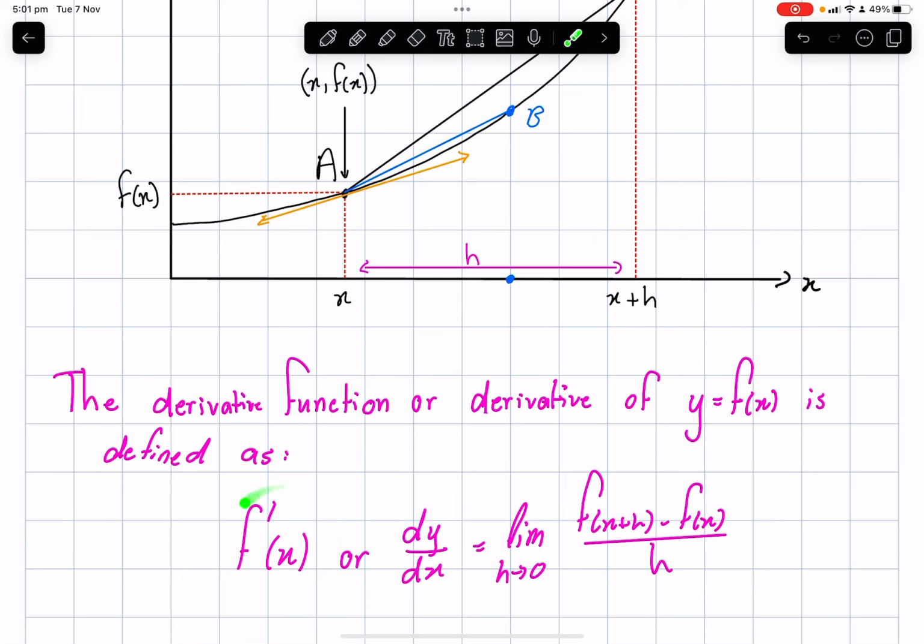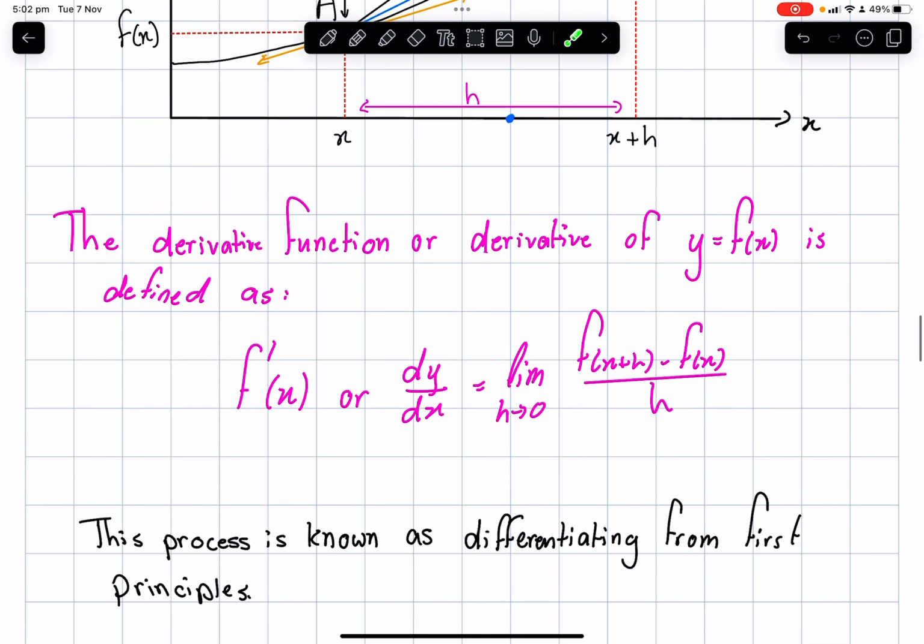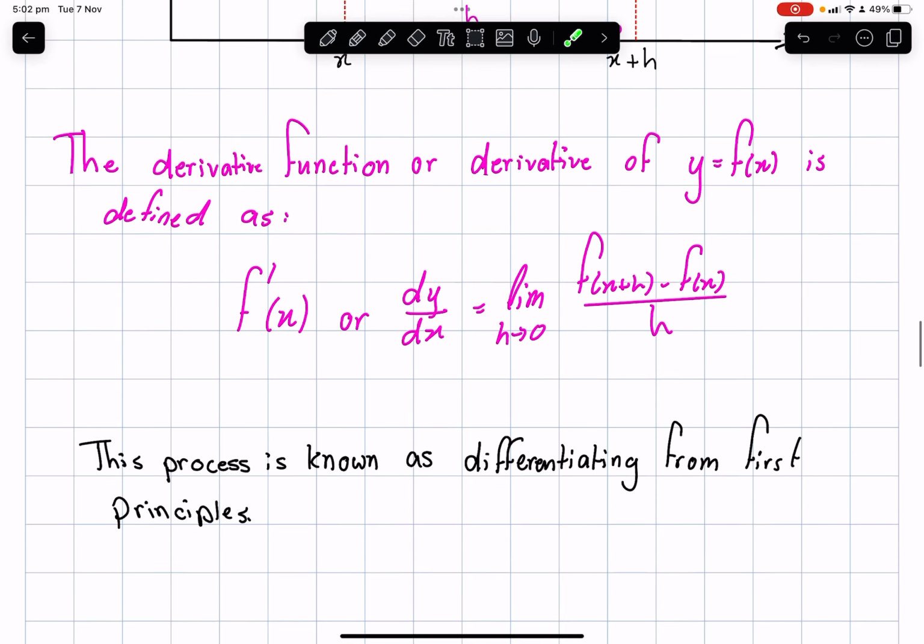So my derivative function, or the derivative f dash of x or dy by dx, is the limit as h tends to 0 of f of x plus h, which is a composite function, minus f of x all over h. So this formula here is going to be used quite a lot. Now, this process is known as differentiating from first principles. Finding the derivative is known as differentiating, okay? And first principles means using this formula here.